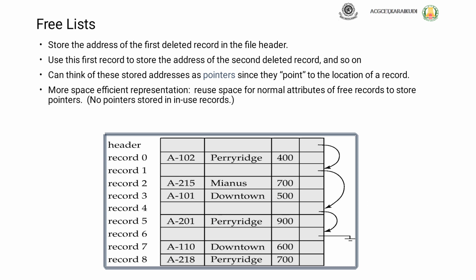First one is a header, and the header will store the first record whose contents are deleted, and the first record will now store the address of the second deleted record. Likewise, it forms a linked list, which is often referred to as the free list. This is called the free list. In this figure, we see the free list after records 1, 4 and 6 have been deleted.